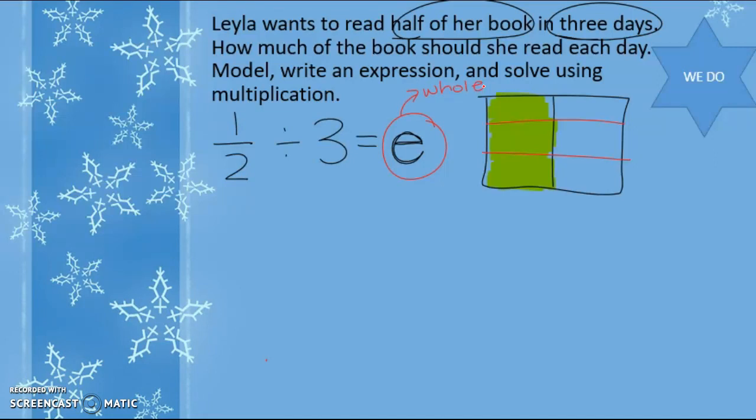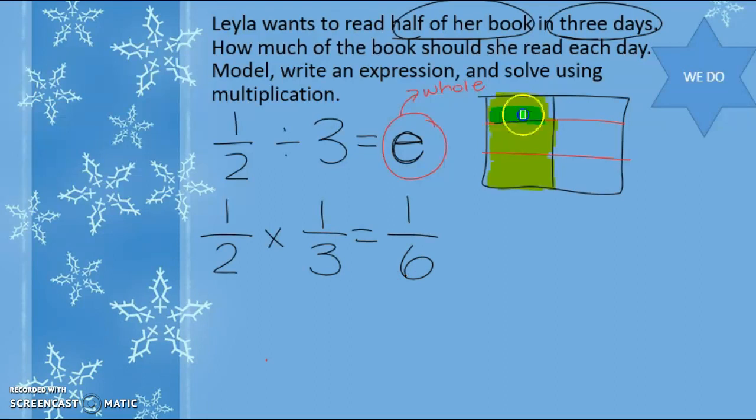But we're going to use our strategy, keep, change, flip. 1/2 times, oopsie, 1/2, keep the 1/2, change the sign, and flip the 3. She will have read 1/6 of the book each day.